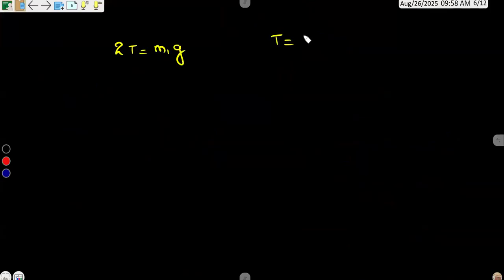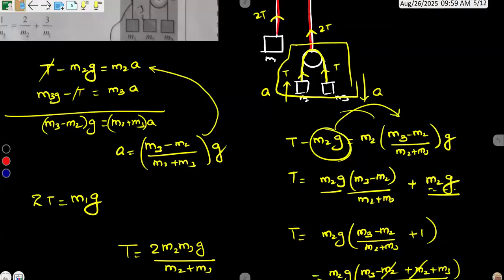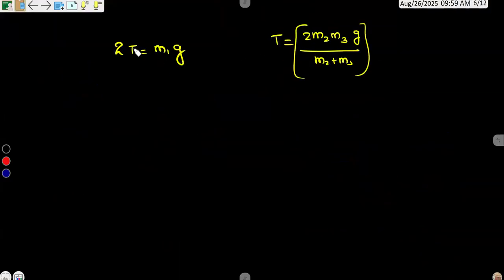2M2M3G divided by M2 plus M3. This is our tension. Okay. Now, what can we write? 2T must be equal to M1 into G. So in the place of tension, can I substitute 2M2M3 into G upon M2 plus M3 is equal to my M1 into G. G, so G cancels. So let us multiply 2 inside.